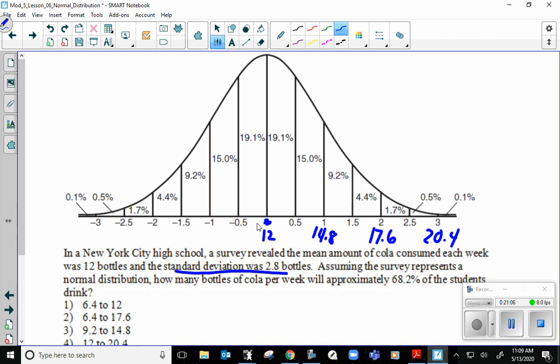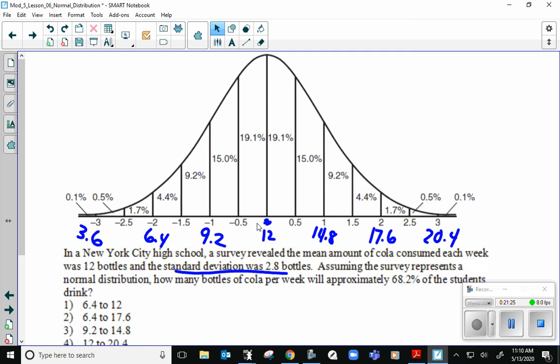Subtracting is where we get the issue here. That would be 9.2, maybe. And I subtract 2.8, that goes to 6.4. Subtract again, it's going to be 3.6, maybe, somewhere around there.